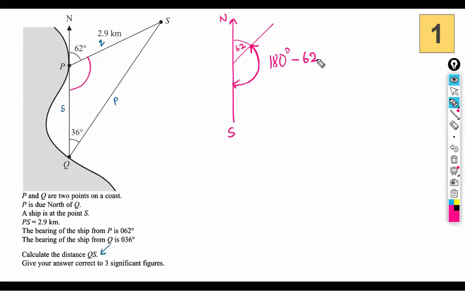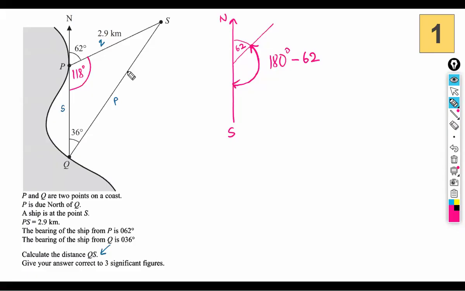180 minus 62. Right, and somebody else said it too. A straight line is 180 degrees. So even if you didn't realize this was a perfect north-south line, you should have at least said, hey, this line is a straight line. When you spent a whole set of times on angles last week, a straight line is 180 anyway. So 180 minus 62 is 118 degrees. Everyone put in the 118 degrees.